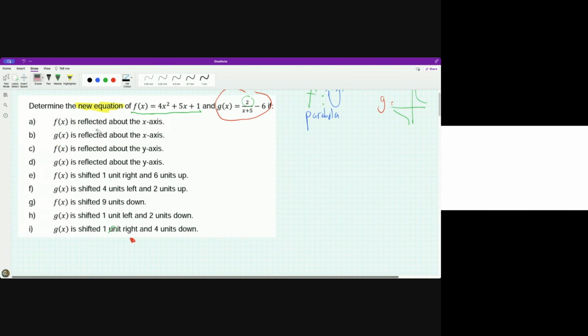The next one is about reflecting about the y-axis. So I want you to go back to the function f, and now I want you to reflect it about the y-axis. Who can tell me how I reflect about the y-axis? What do I need to do? I'll give you a hint.